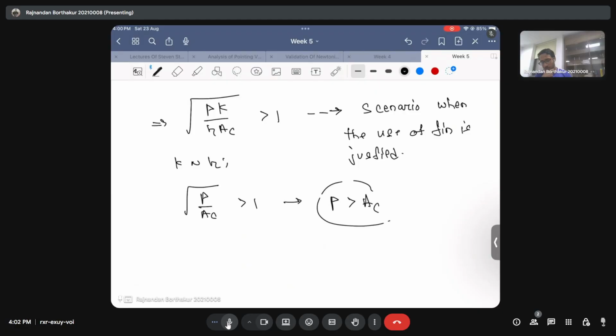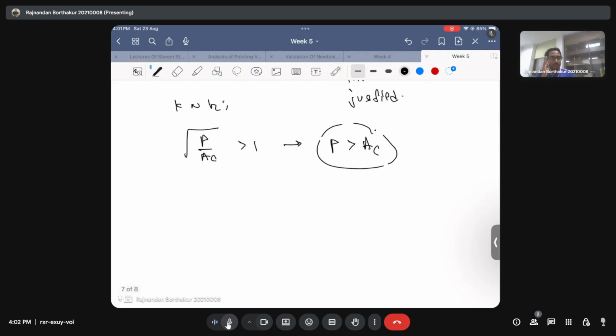And this is one of the crucial design conditions when you are designing a fin. That is, the ratio of the perimeter to cross sectional area of the fin has to be very much greater than 1 for a fin to be effective. And that means that for effective fins, my P by Ac ratio has to be very much greater than 1. Okay, in that context only the use of fin is justified.